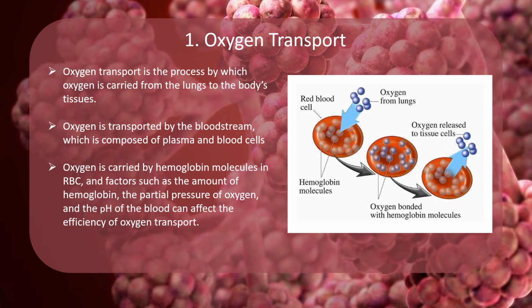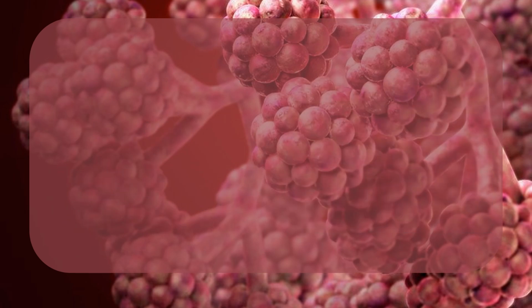So overall, oxygen transport is the process by which oxygen is carried from the lungs to the body's tissues. Oxygen is carried by the hemoglobin molecules in the red blood cells, and factors such as the amount of hemoglobin, the partial pressure of oxygen, and the pH of the blood can affect the efficiency of oxygen transport.